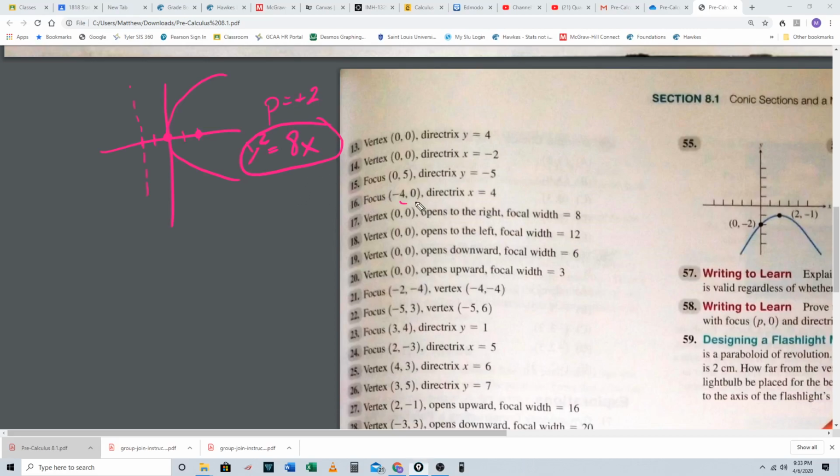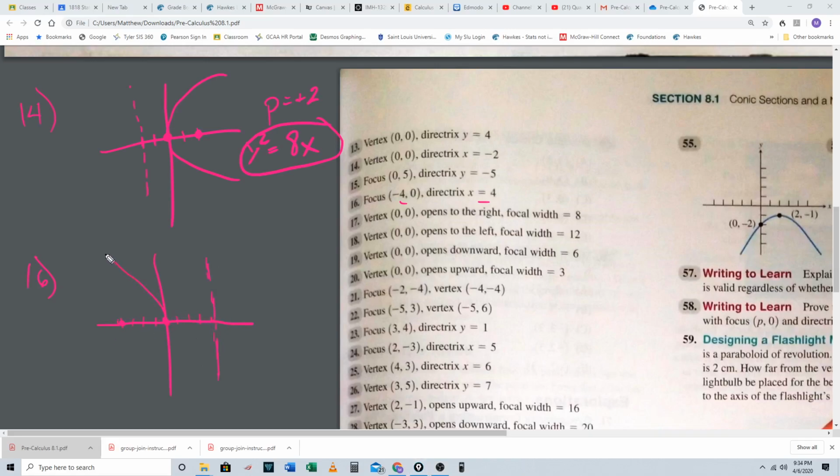Number 16, we're given focus and directrix. So let's look at what that would look like. You don't have to perfectly plot, because I'm never going to. The focus is at (-4, 0), so x is -4. The directrix is at x equals 4. Directly in between these is going to be the vertex.